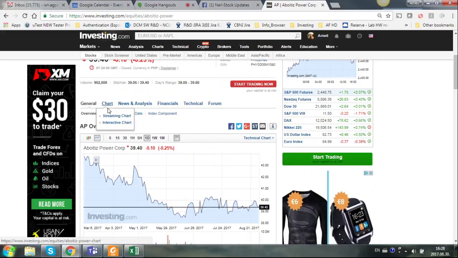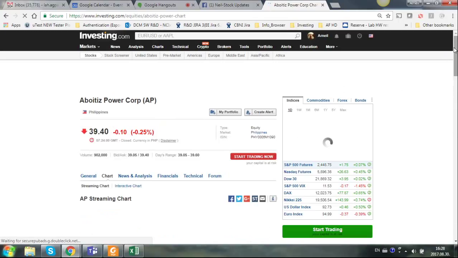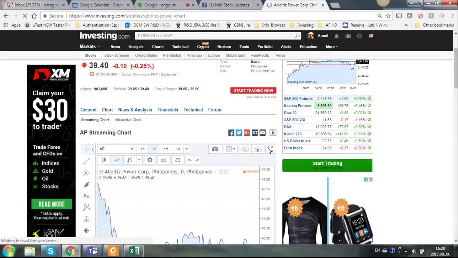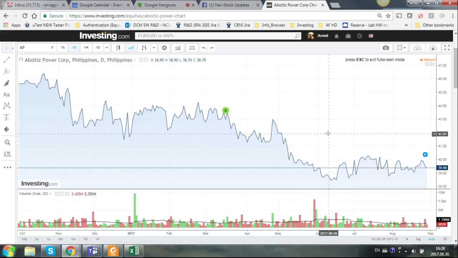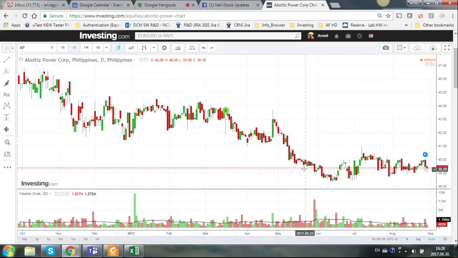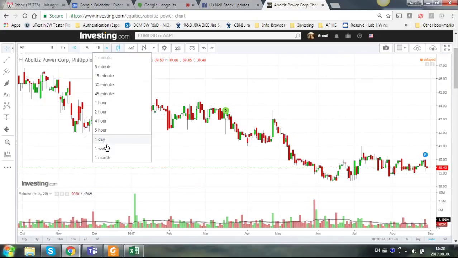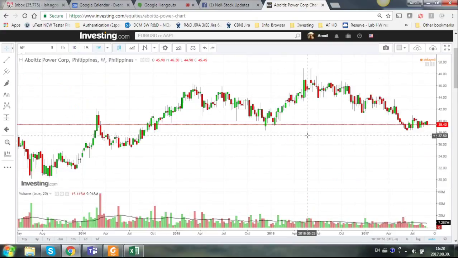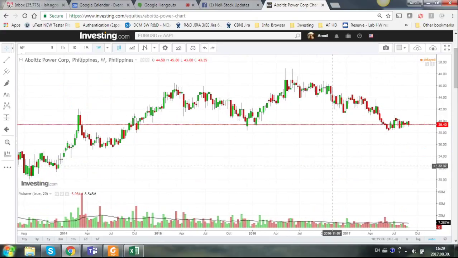Then next, okay, streaming chart. Nakapag-practice ka ba last time? Yung charting. Okay, good. Kung ganoon, in-open ko ngayon yung chart ko sa candlestick. Then this is 1 day chart. Tinitingnan ko rin kung ano yung pattern niya kung 1 week. So as you can see, medyo maganda yung pattern niya.